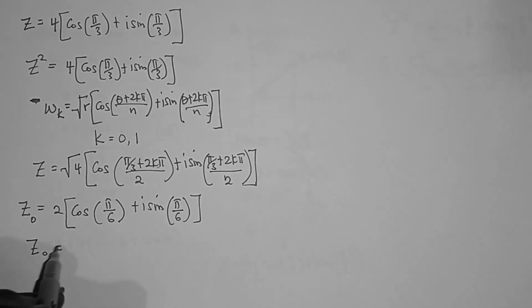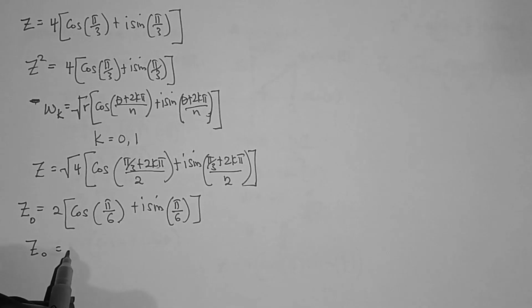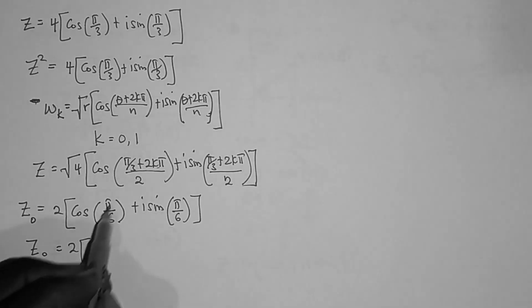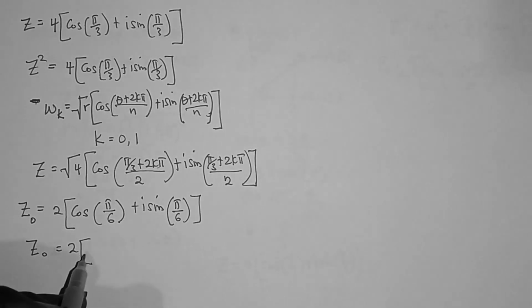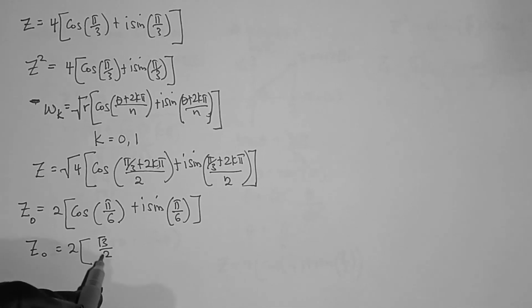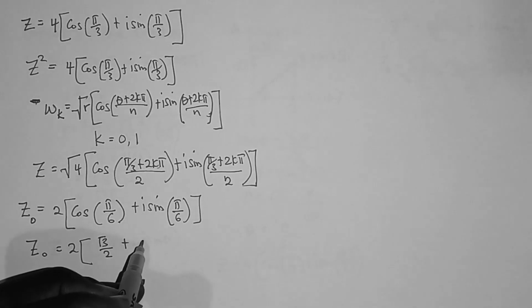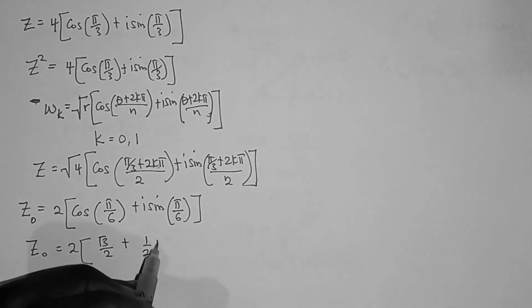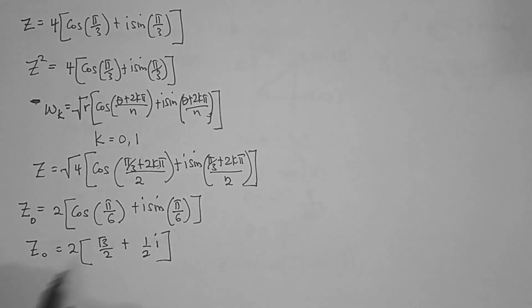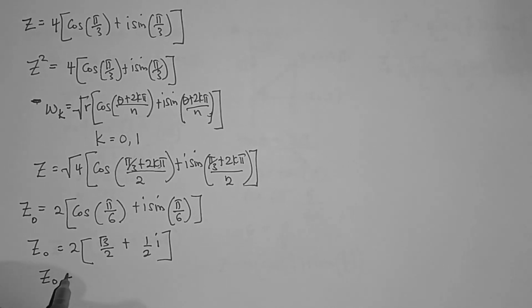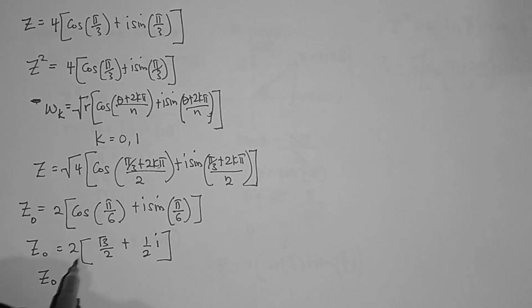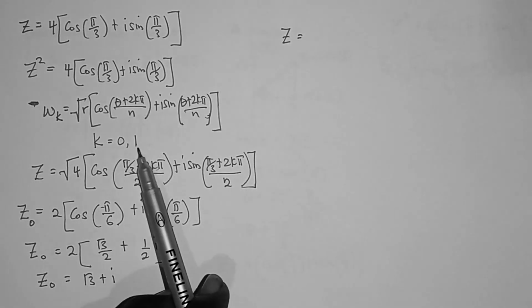So z naught is equal to 2 times cos pi over 6, which is root 3 over 2, then sine pi over 6 is 1 over 2, so plus 1 over 2 i. If you multiply through by 2, you see that z naught is equal to root 3 plus i.